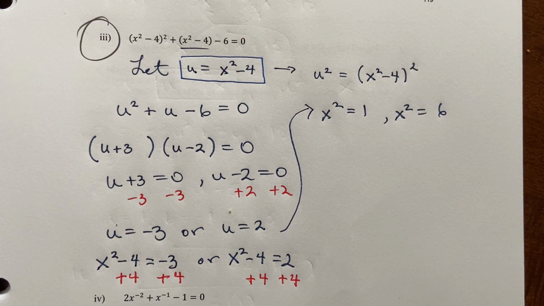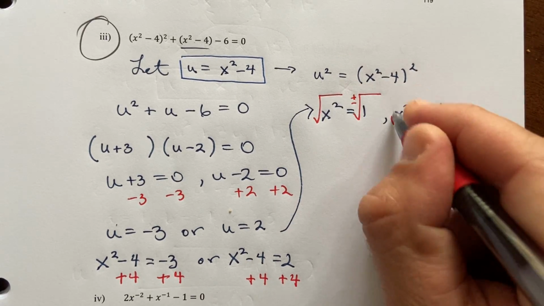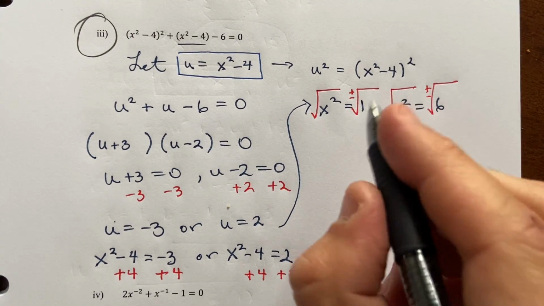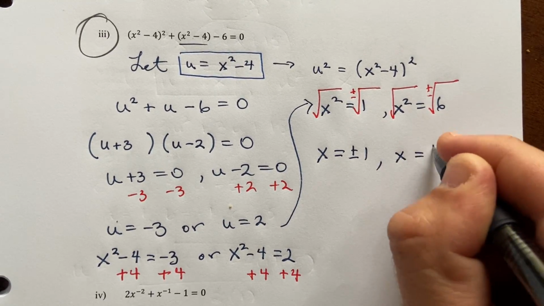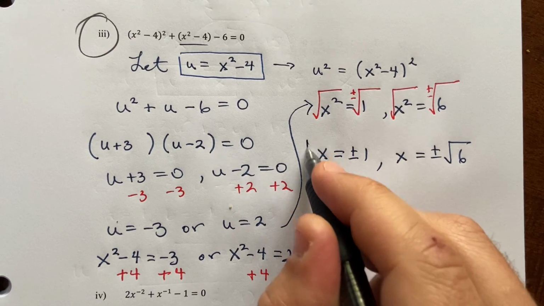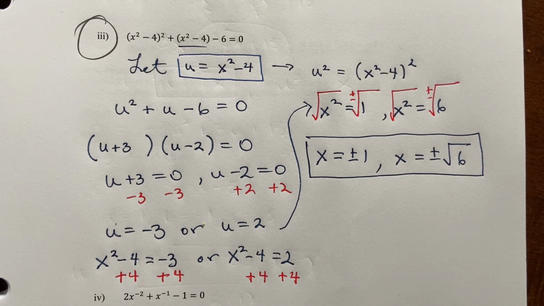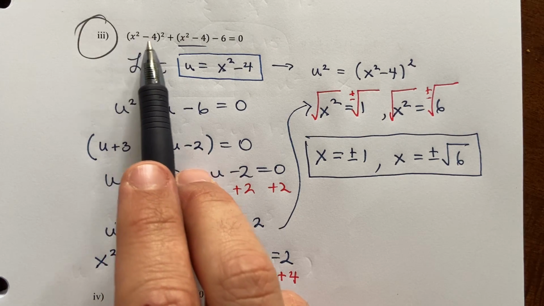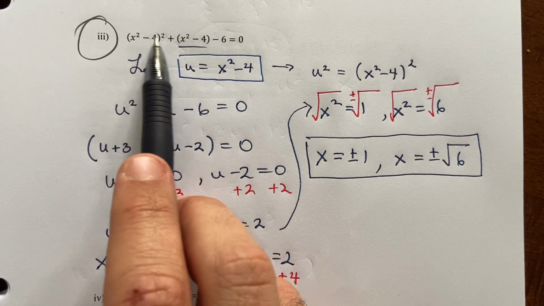Solving for x, I take a square root of both sides, using plus and minus. So in other words, x equals plus and minus 1, and x equals plus and minus root 6. Of course, you can check all these answers. You could plug in plus and minus 1 for x, make sure you get a 0 on the left. You can plug in plus and minus root 6, make sure you get a 0 also.